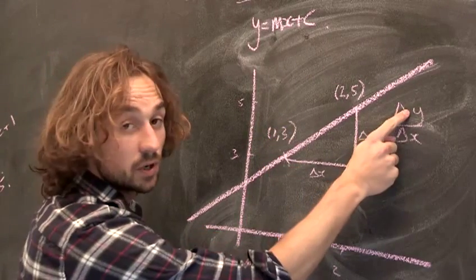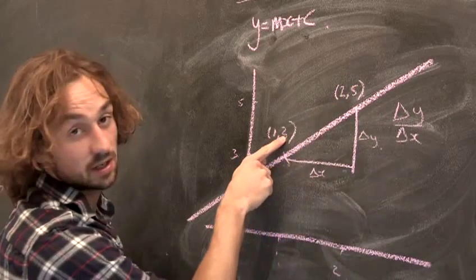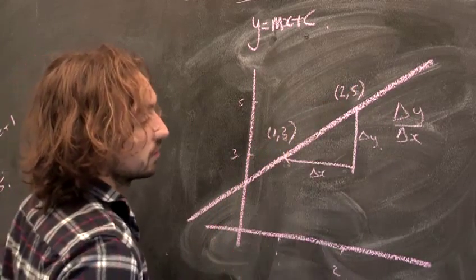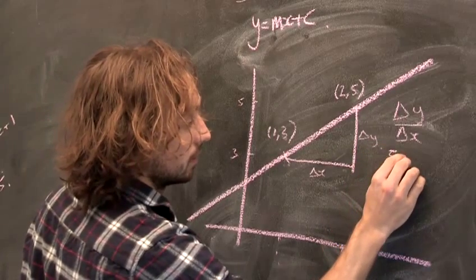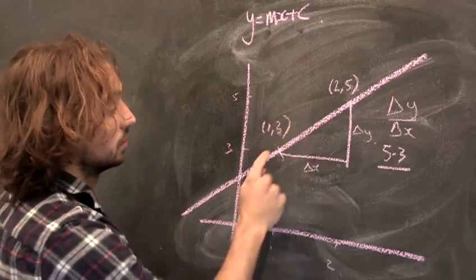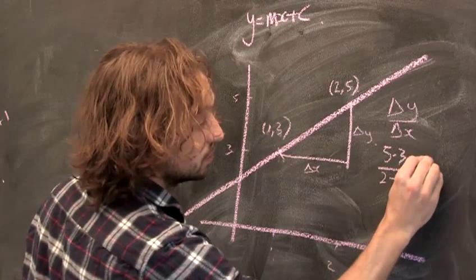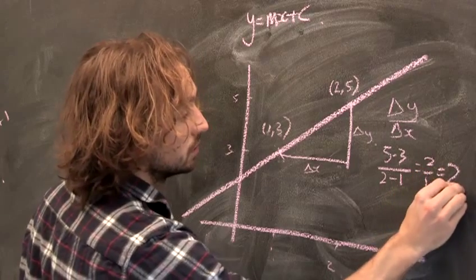So your delta y is your change in y. You take your first y value and you take away the second y value. So 5 take away 3. And you divide it by the change in the x, so that's 2 take away 1. So that's equal to 2 over 1, which is 2.